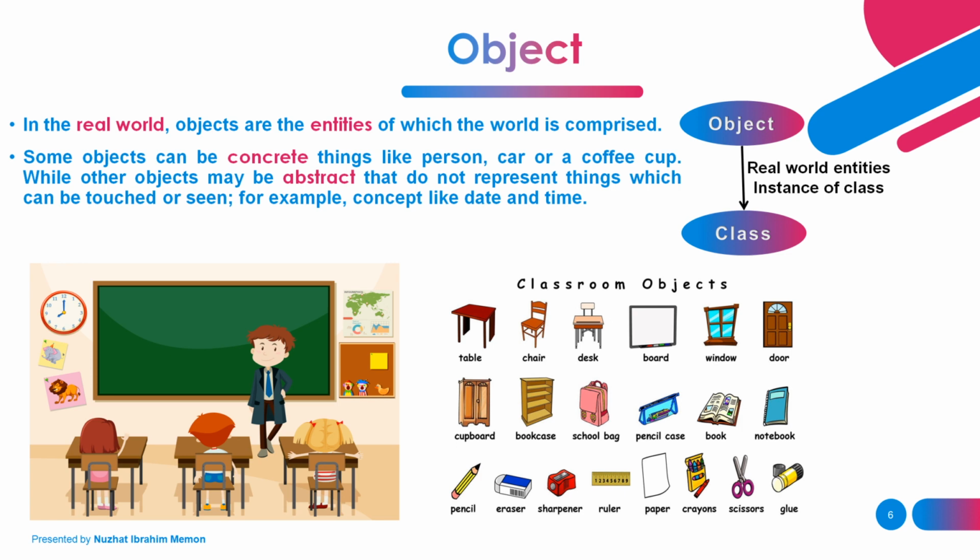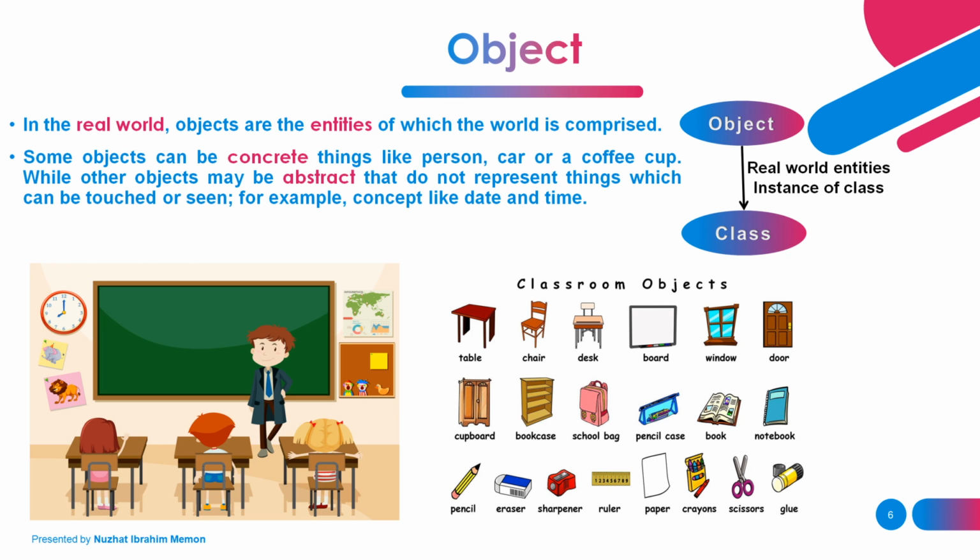In the real world, objects are the entities of which the world is comprised. Or we can define an object as a real-world entity. Objects are said to be instances of a class. This point I will explain further when I explain the concept of class.